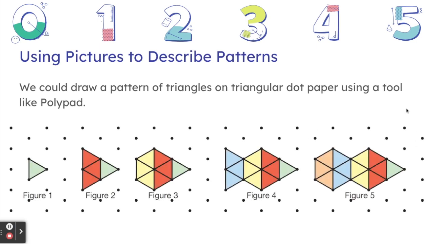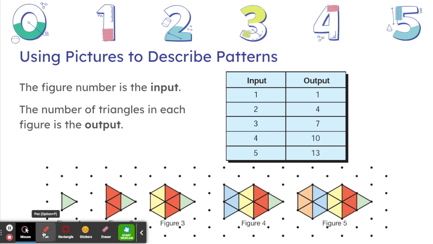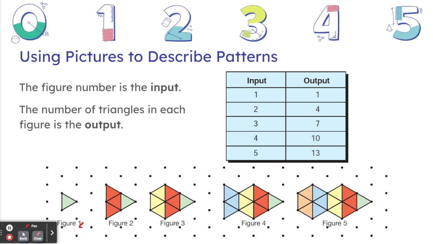Let's explore this picture along with the table of values to see how it represents that relationship between the input and the output. Here we go. So when we look closely at this drawing and the input-output table, we can see that the figure number 1, 2, 3, 4, 5 increases by 1 each time, and that represents the values in our input table, 1, 2, 3, 4, and 5. So our figure number is the input. And the number of triangles in each figure follows the same pattern as the output.